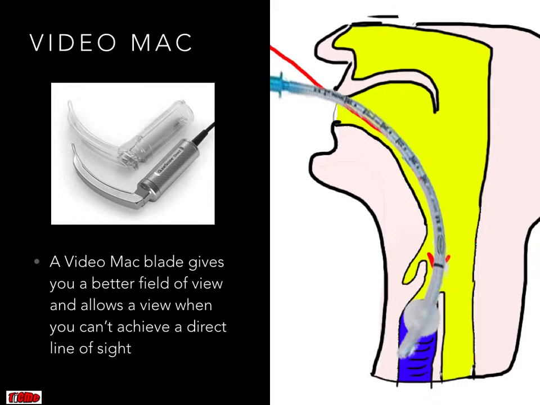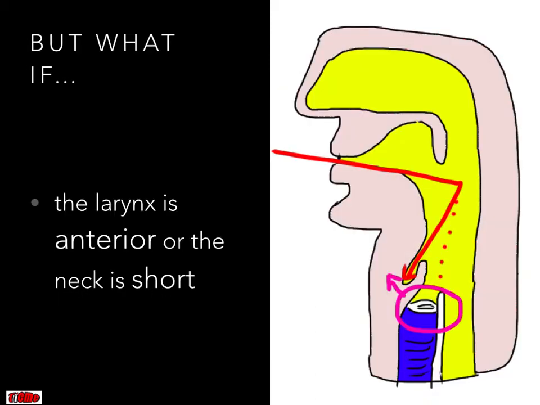So if you do struggle to get a complete view, like you're getting a grade 2 or 3 view with a standard Mac blade, a video Mac blade will probably allow you to see, and the tube will probably pass along those natural curves to go into the larynx. But what if you have got an anterior larynx, or you've got a short neck? I like using the 3-3-2 rule to try and assess for these before I start. I think everyone should get in the habit of using that.